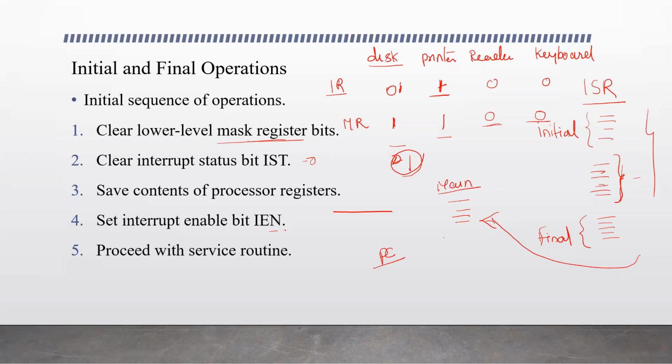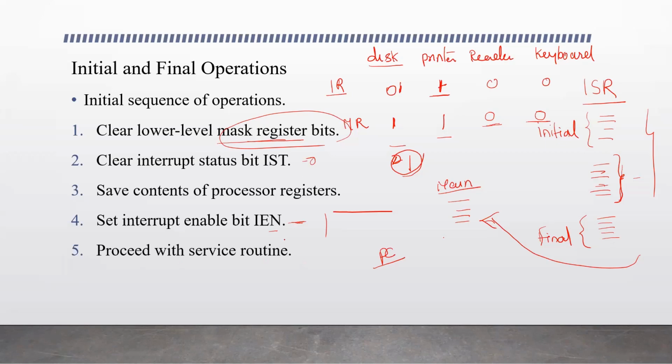The interrupt enable bit is set to 1 because an interrupt is allowed when a higher priority device sends an interrupt. When a device is being serviced, no lower priority device can send an interrupt request, but a higher priority one can. So we enable this, and the lower priority ones are controlled by the mask register bits. Interrupt enable is set to 1, and then we proceed with the service routine.